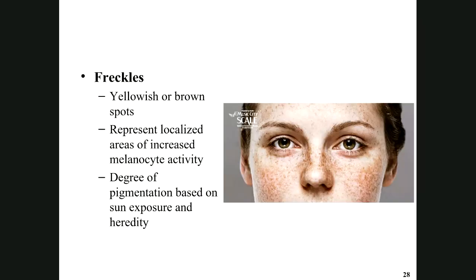These are the freckles, and the freckles are yellowish-brown pigment. They are overactivity of the melanocytes in some parts of the body, and this pigmentation increases with sun exposure.